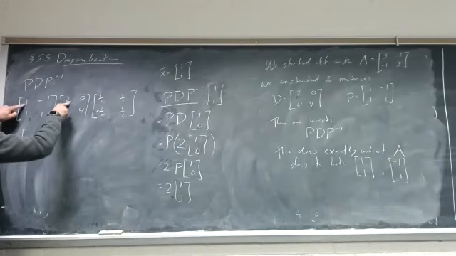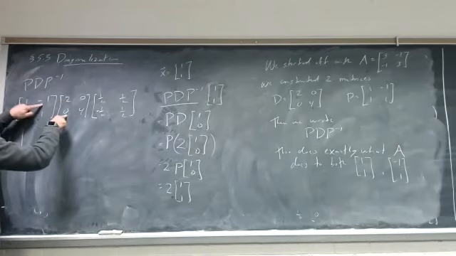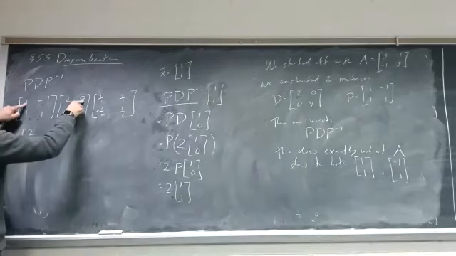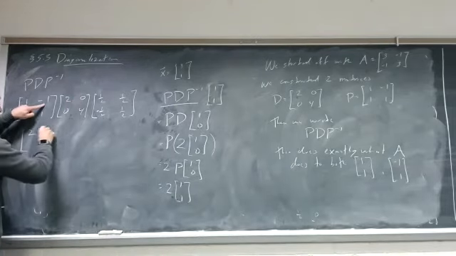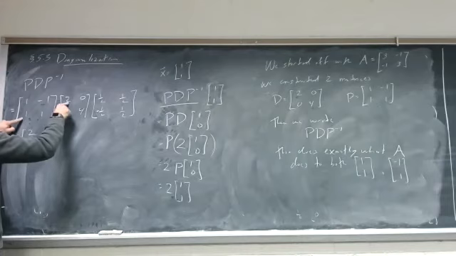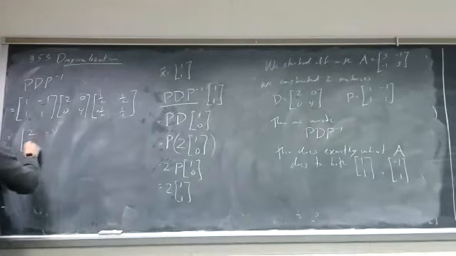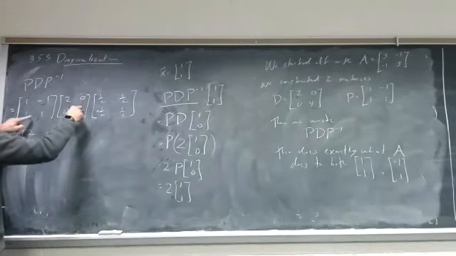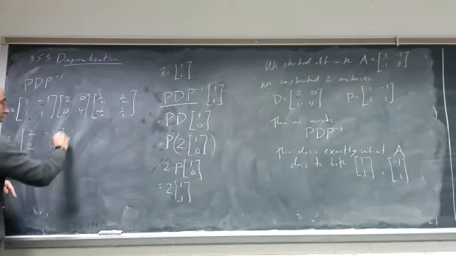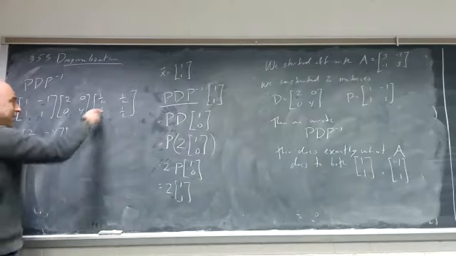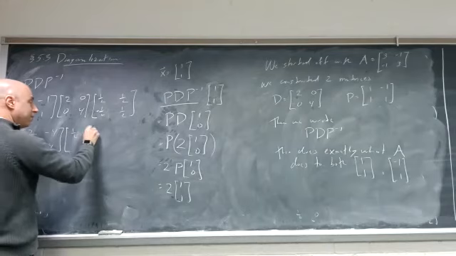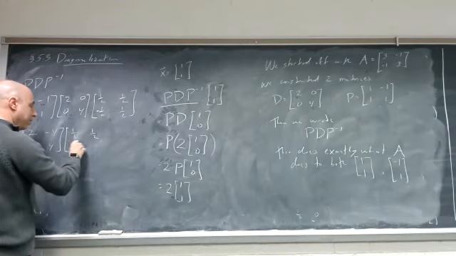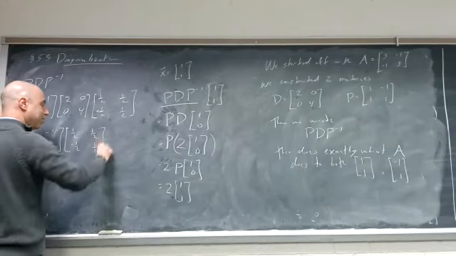So 2 times 1 is 2, plus 0, 0, minus 4, 2, plus 0, 0, 4. And I'm supposed to multiply that by this: 1/2, 1/2, minus 1/2, 1/2.